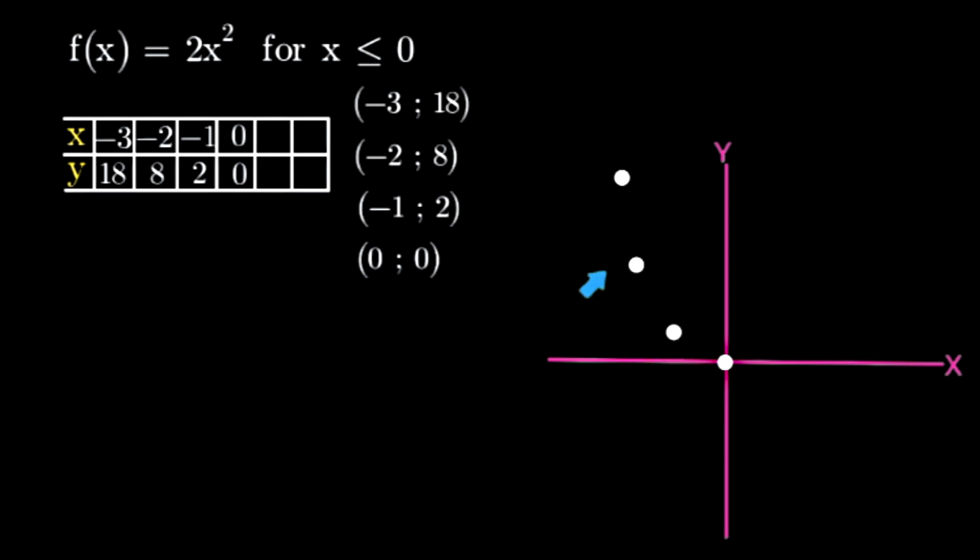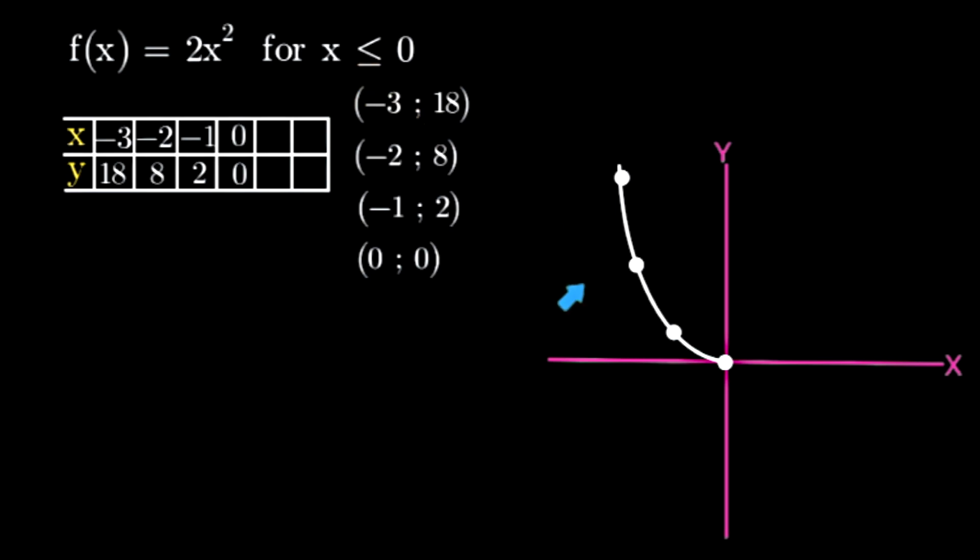So here are all our points for this restriction, and it makes sense because on the left side of our y-axis our x values are less than 0, and because it's on the origin our x value is also equal to 0. So let's connect these points, and there we go. So there is our parabola for this restriction.